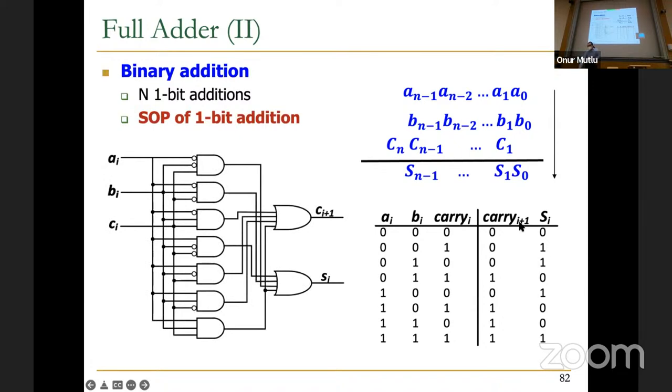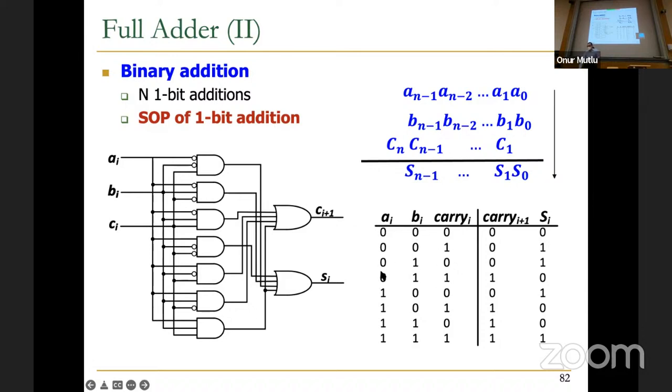But for example, for carry i plus one, it's the sum of products of minterms 3, 5, 6, 7. And the sum is minterms 1, 2, 4, and 7. And you can clearly generate the truth table by yourself by doing the binary addition. I'm not going to do that.